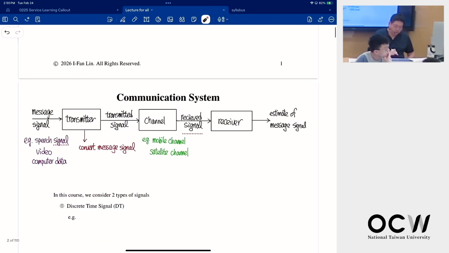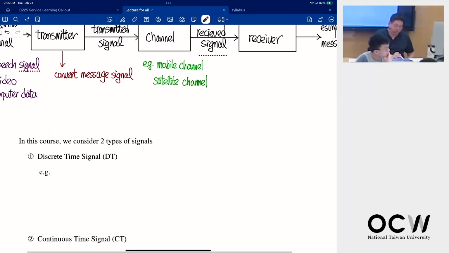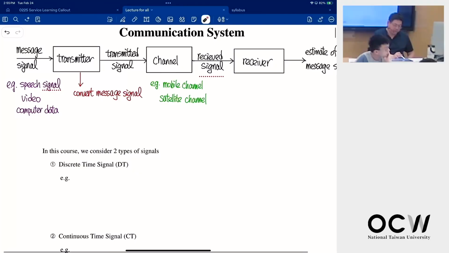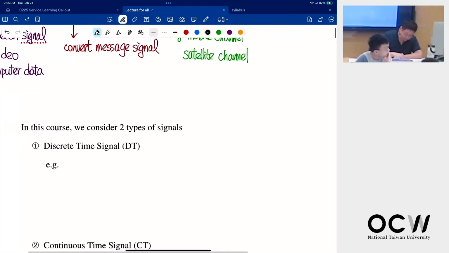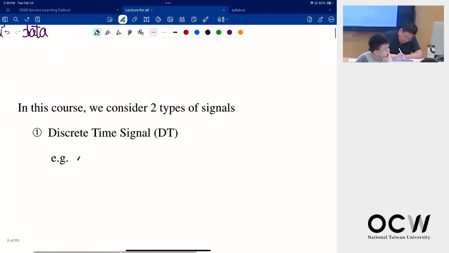So, two types of signals. First is the discrete time signal. So what is a discrete time signal? For example, x equals n squared.